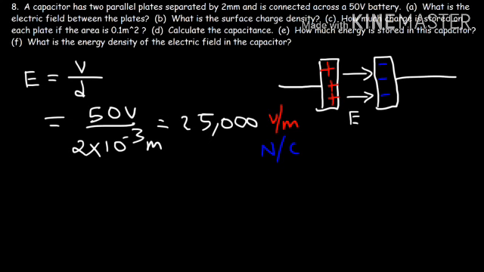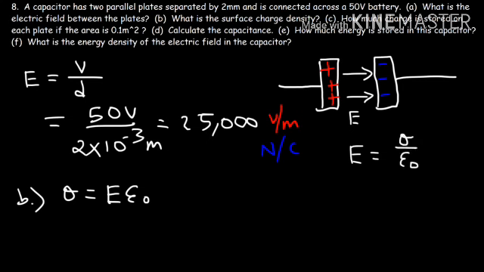Now what about part B? What is the surface charge density? The surface charge density is the product of the electric field times the permittivity of free space. You've seen this equation earlier in the video. E is equal to sigma divided by epsilon sub naught. So solving for sigma, the surface charge density, it's E times epsilon sub naught.